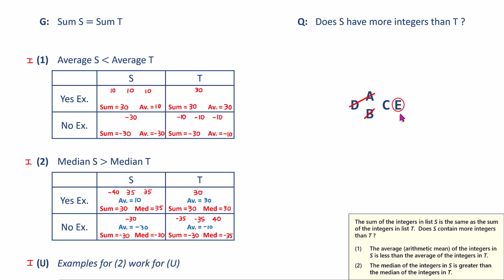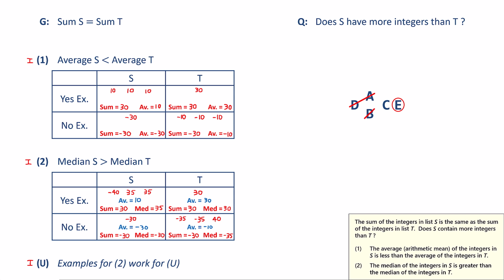Let me wrap this up with a couple of comments. One is that this problem is unusually hard, so hard that when they first put this on GMATPrep, the official answer was incorrect. They gave the answer as A, meaning that statement 1 by itself was sufficient, and then they had to change the answer to E because they realized, oh wait, it's possible to come up with a no example here if you use negative numbers.